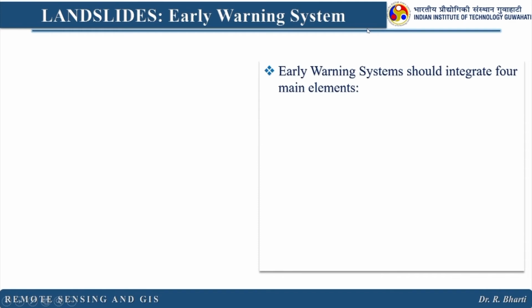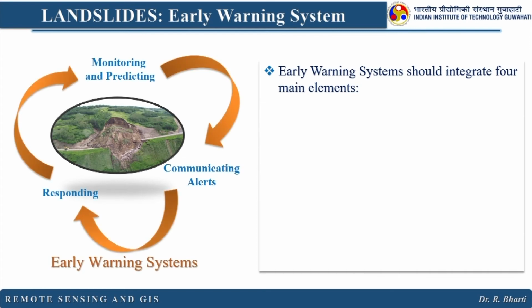So what are the different parameters you can evolve or derive or estimate through this remote sensing and GIS that may help to develop this early warning system for landslide, right? So an early warning system should integrate 4 main elements, that is very important. So when you are having this chain, you can see here the first one is monitoring and prediction, the second one is communicating alerts, and then responding. So communicating alert, that is the responsibility of the analyst, but the responding is the responsibility of government. It may be central government or state government, but they should plan the rescue mission or maybe the evacuation processes.